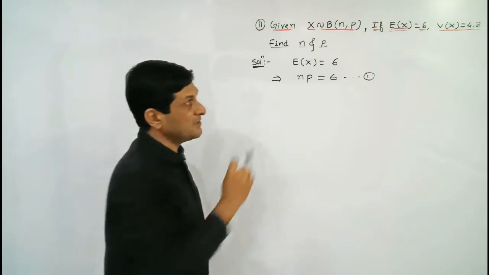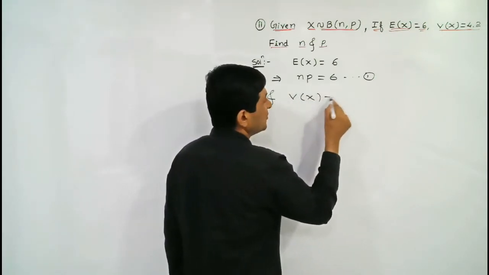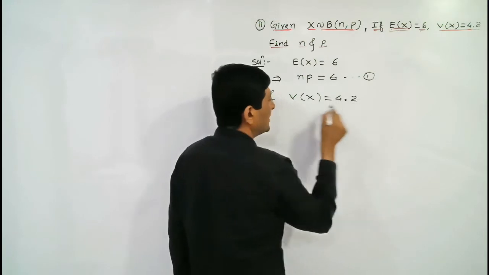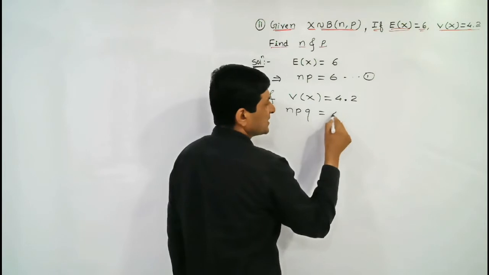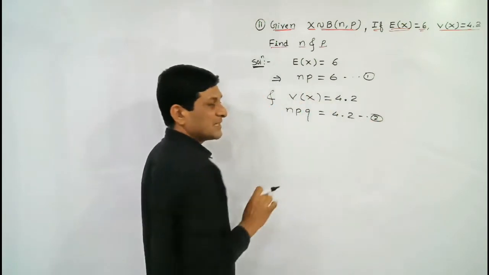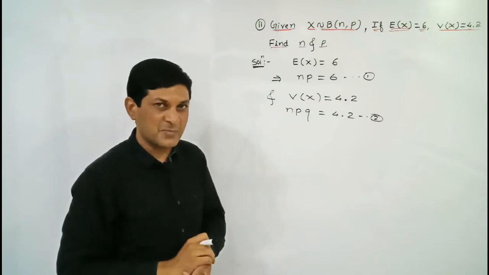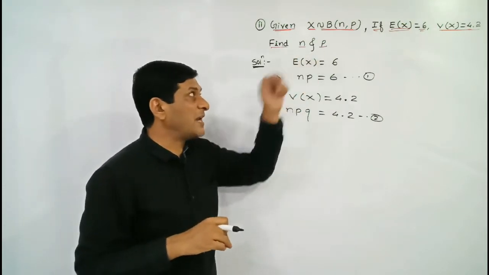Now use the second given condition. What is the second given condition? V of x. What is the value of V of x? 4.2. But we know that V of x is equal to npq. So on this side 4.2, keep it as it is. So we have got the second equation from the second condition in the example. Now we have to solve these two equations to get our required values n and p.